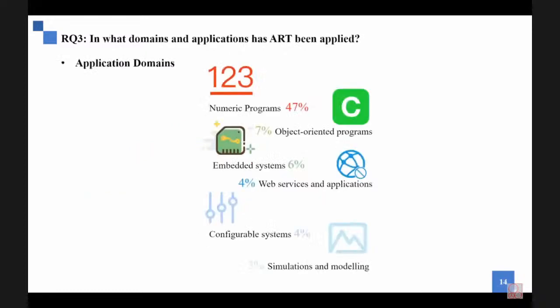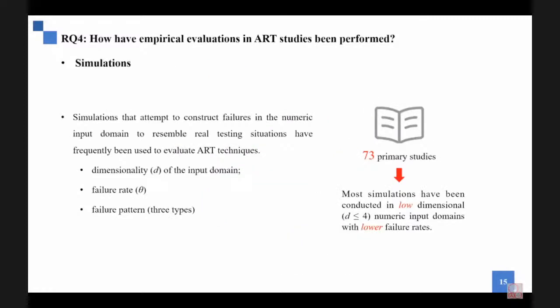Question 3. In what domains and applications has ART been applied? Over 140 papers in our survey. The numerical programs have been the most popular domains for ART application, followed by object-oriented programs, embedded systems, and others. As for the fourth question, how have empirical evaluations in ART studies been performed?